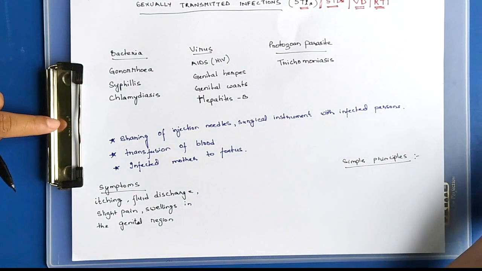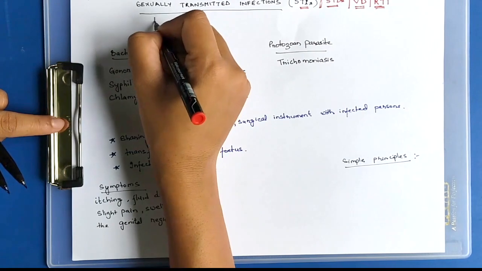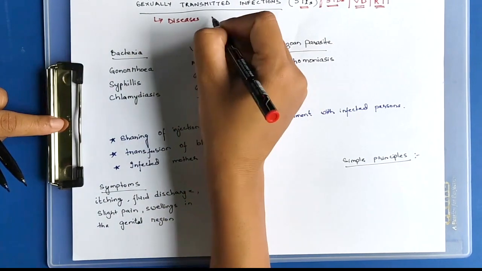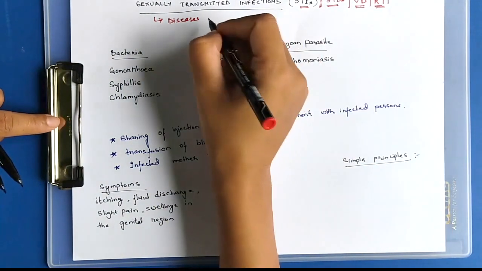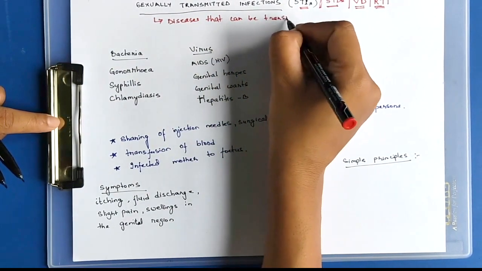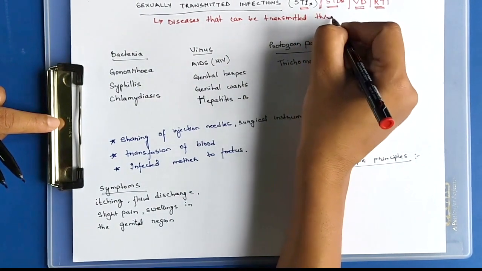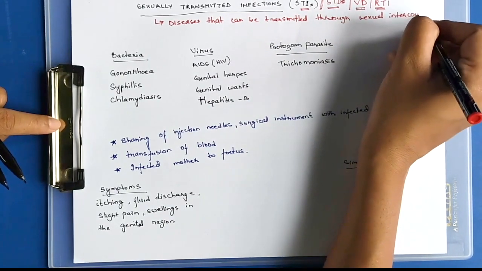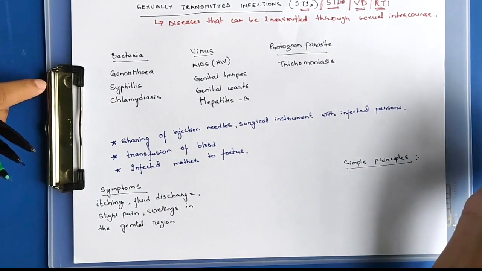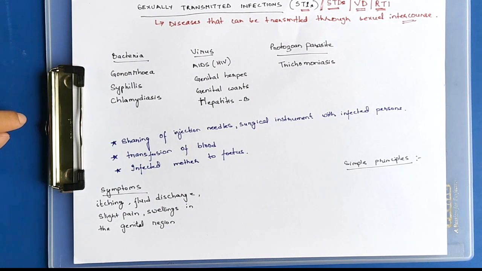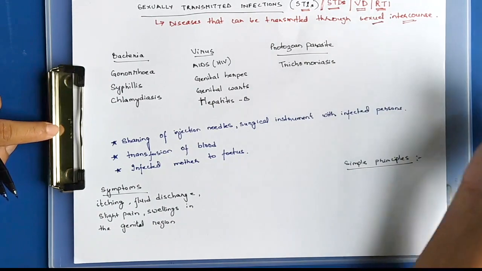STD, sexually transmitted diseases: diseases which can be transmitted from one person to another person through sexual intercourse. Diseases that can be transmitted through sexual intercourse are known as sexually transmitted diseases. Definition of STDs: those diseases that can be transmitted from one person to another person through sexual intercourse.